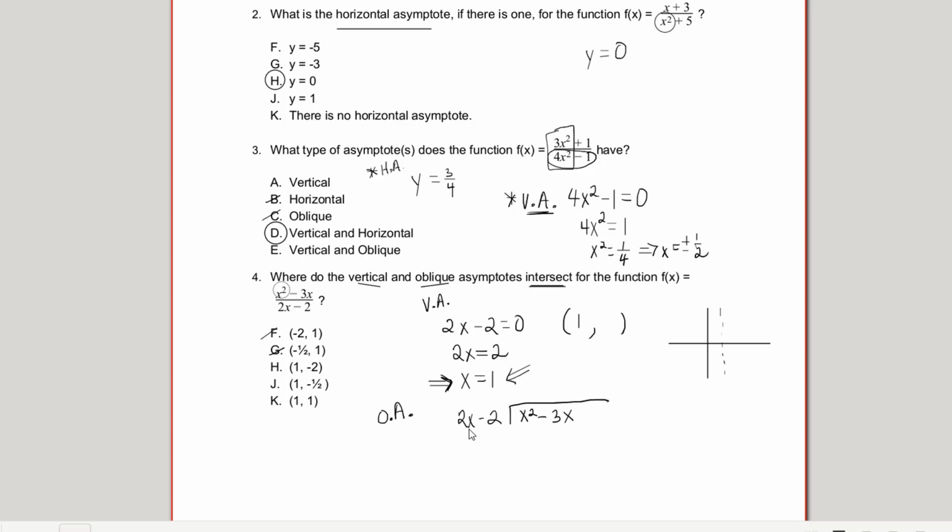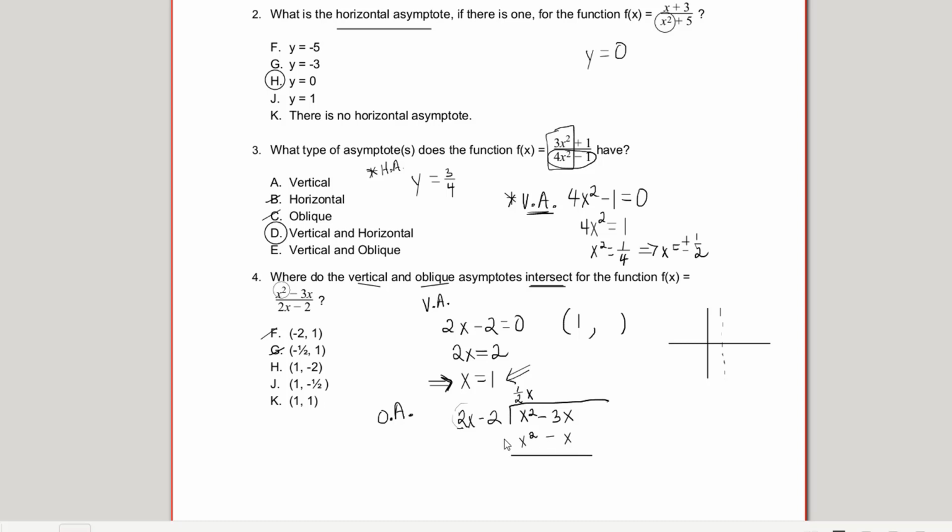So when I divide 2x minus 2 into x squared minus 3x, I look at this 2x and I say, how many times will it go into x squared? Well, because we have this 2 out in front, it's a little tricky. We're going to need to put a 1/2 x so that it cancels out when we multiply through here and put this underneath. So 1/2 x times 2x gives us that x squared. 1/2 x times a minus 2 is going to give us minus x.